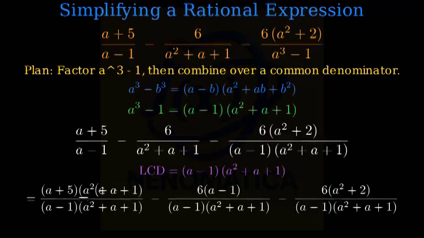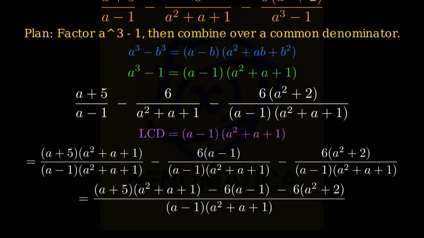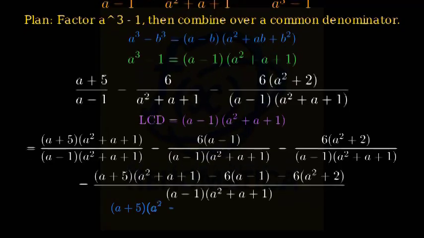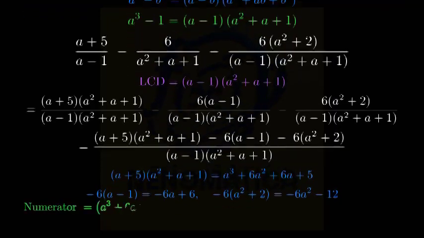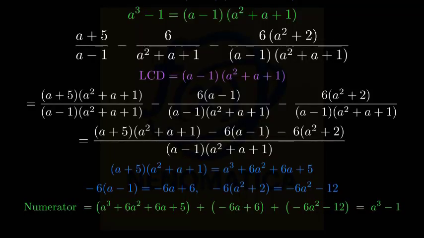Expand the numerator carefully and combine like terms. Multiply a plus 5 by a squared plus a plus 1. Then subtract 6 times a minus 1, and subtract 6 times a squared plus 2. When simplified, the numerator becomes a cubed minus 1. Replace the numerator with a cubed minus 1 and factor it as a minus 1 times a squared plus a plus 1. Now cancel the common factors in numerator and denominator.